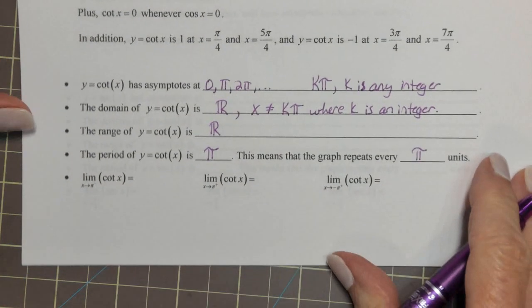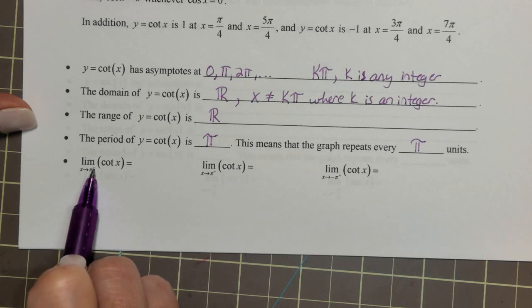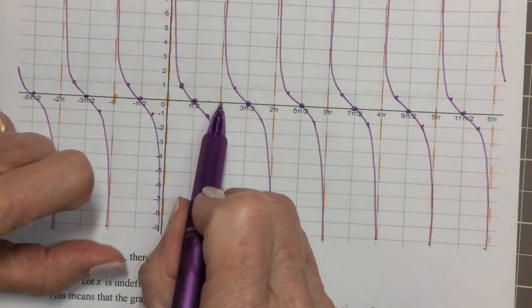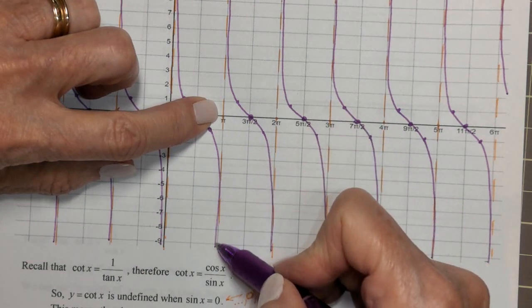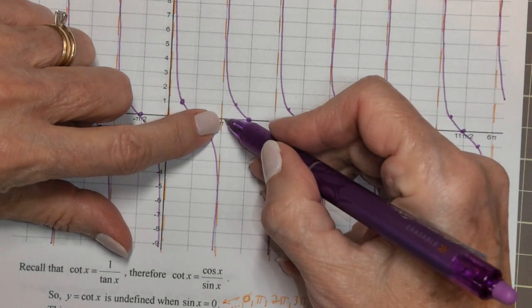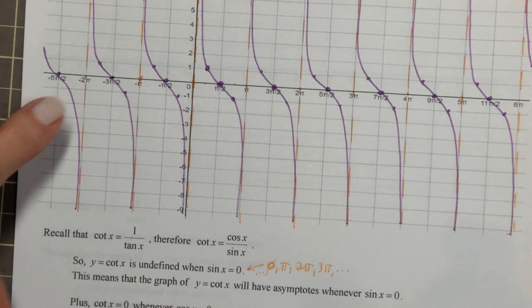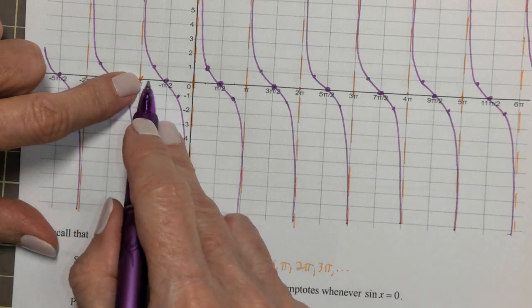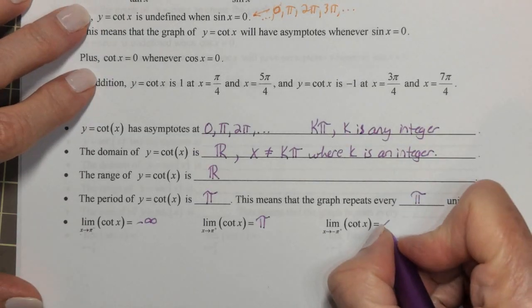Couple limit questions. What is the limit as x goes to pi from the left? So here's pi. From the left, cotangent is going to negative infinity. So this one is negative infinity. What about pi from the right? Pi from the right, positive infinity. And negative pi from the right. Here's negative pi coming at it from the right. Cotangent is going to positive infinity.